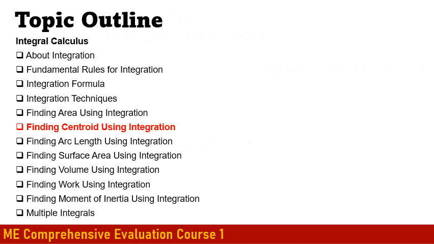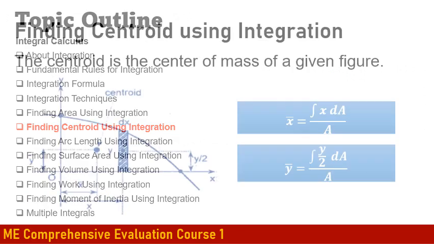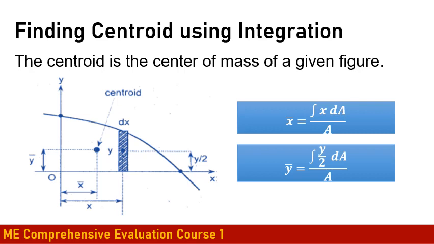Finding centroid using integration. The centroid is the center of mass of a given figure. Say, for example, you have this given figure. Its centroid is represented by x bar and y bar. The coordinate of this centroid, or the center of this graph, is x bar, y bar. For the x bar, it is the integral of x dA over A. For the y bar, it's the integral of y over 2 dA over A.